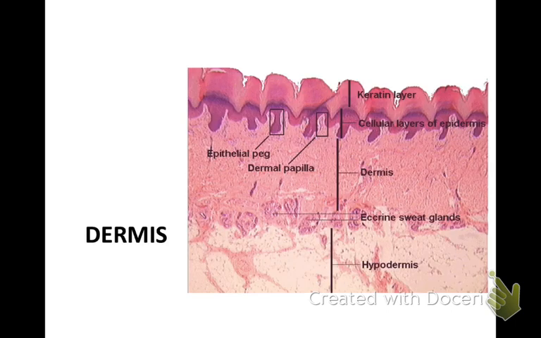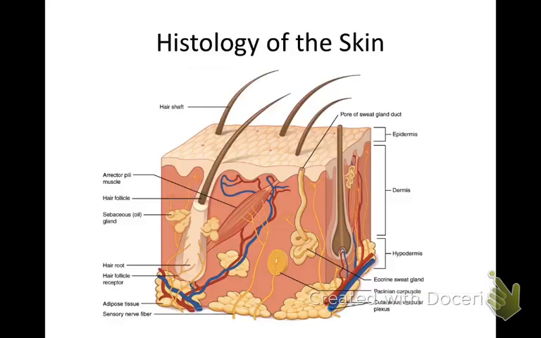Okay, moving on to the dermis. In the dermis, we have our two layers. We have the upper thin papillary layer, and we have the deeper thick reticular layer. So looking at it on this diagram, the dermal papilla, that's a papilla there. So this layer just at the very top is the papillary layer.